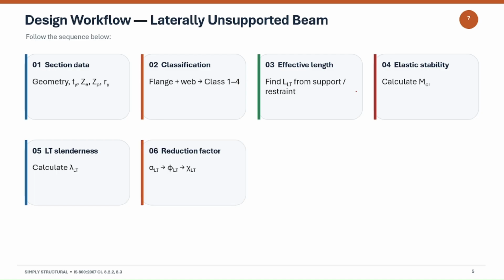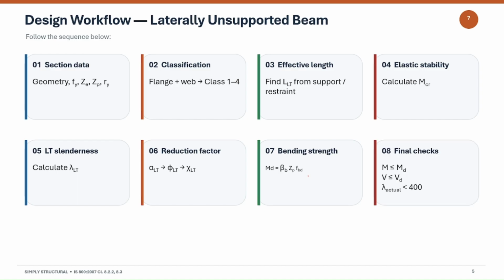Then we will calculate the reduction factors. So alpha LT, from that we can calculate phi LT, and then finally we will calculate the value of the reduction factor, that is xi LT. Then we'll calculate the bending strength. That formula we already have seen: beta b Zp into fbd. And finally, the checks.